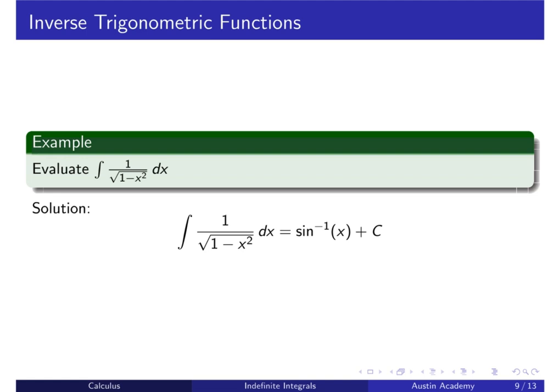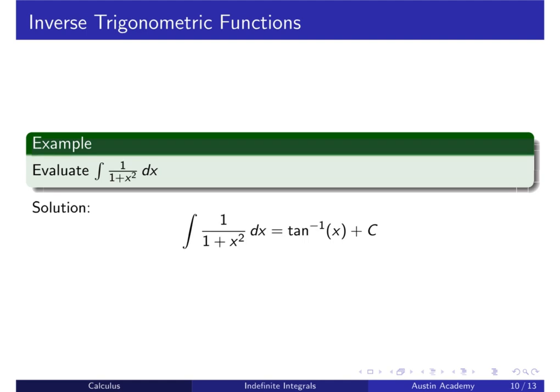Inverse trigonometric functions. Example. Evaluate the integral of 1 over square root of 1 minus x squared. This is the derivative of arcsine. So, the answer is sine inverse of x, plus C. Next example. Evaluate the integral of 1 over 1 plus x squared. This is the derivative of arctangent. Answer. Tangent inverse of x, plus C.